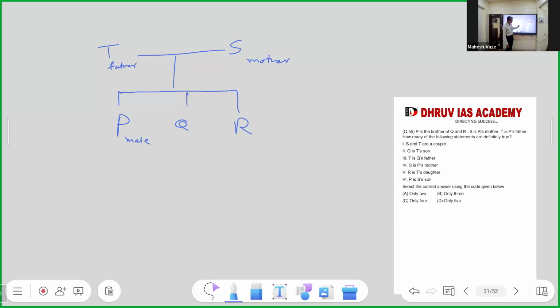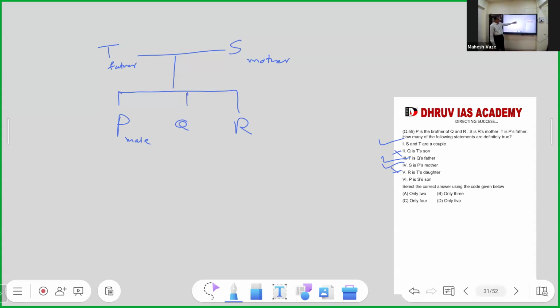Now we'll see one by one. S and T are a couple. So it is true. First statement is true. Q is T's son. Now we cannot tell. Q is T's child, but we cannot tell whether he is a son or she is a girl. So this is not correct. T is Q's father. That is correct. So third one is correct. S is P's mother. That is also correct. R is T's daughter. Again we cannot tell because we don't know the gender. So whether daughter or son, we don't know. So this is not correct. Not definitely true.